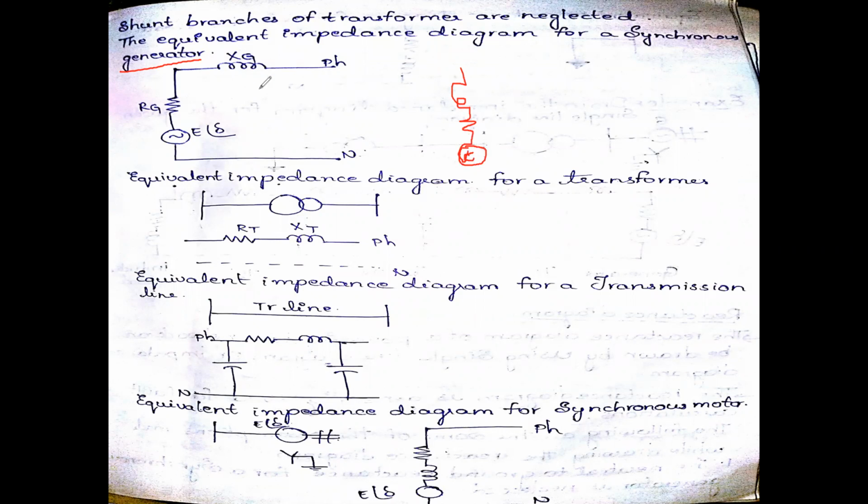In the same fashion, here I have taken it in this manner. It may be a series branch like this also; both will be equal. Therefore we have the synchronous impedance, along with the voltage developed by the generator. Here you can see phase and neutral, because it is a single line diagram. Therefore it is per phase only. We represent the components per phase, so phase to neutral. This is the equivalent circuit of a generator.